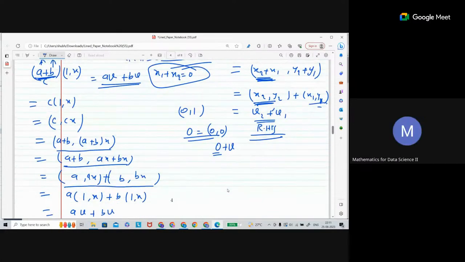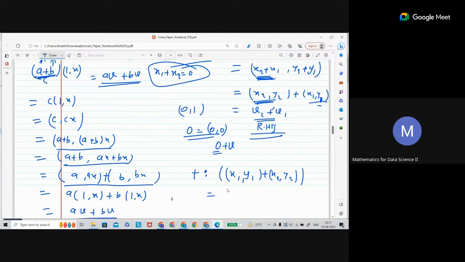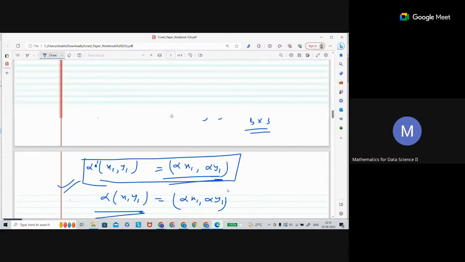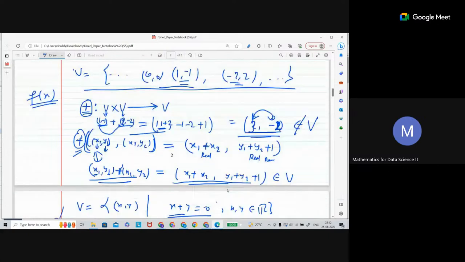No, sir. Let me show you the operation here. Plus operation is defined like this. Let's say x1 y1 plus x2 y2. The operation is defined like this: x1 plus x2, y1 plus y2 plus 1. This plus prime is defined like this. Now we know that we actually checked that this operation is not closed. We just now checked, right? This one here, where we checked this one.